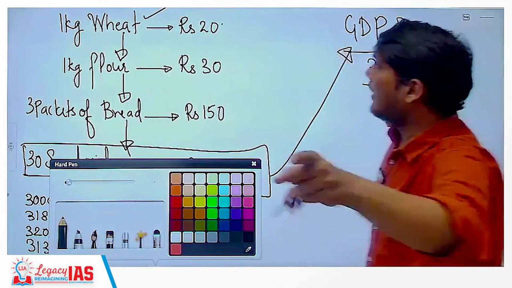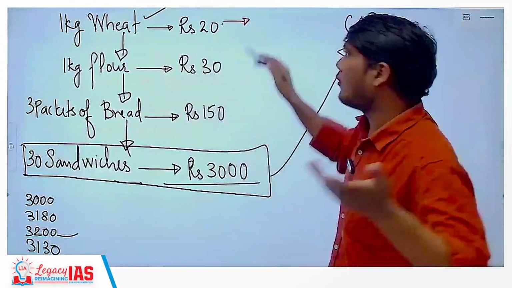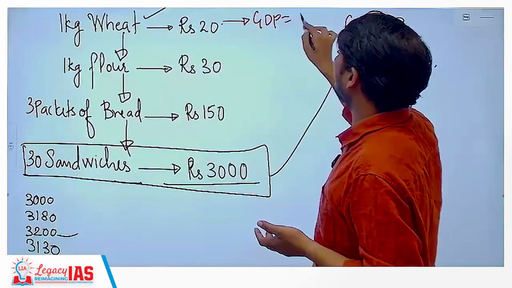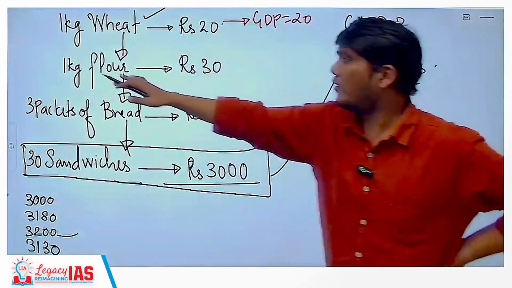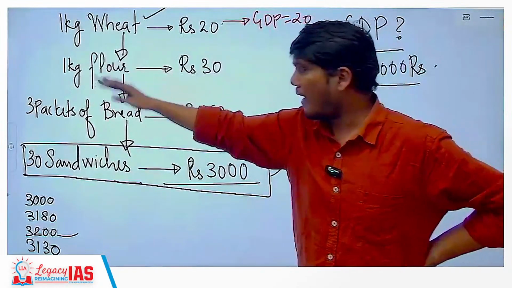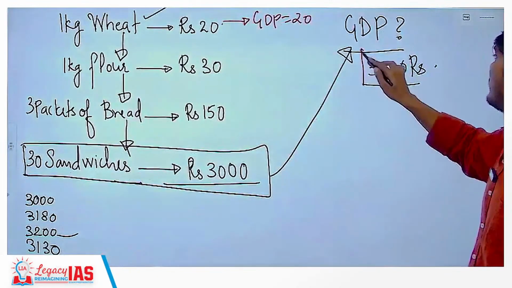Let's say you just produce wheat of rupees 20 and you consume that wheat. Your GDP is only 20 rupees. But you do not stop there. You convert it into flour, the flour gets converted into bread, converted into sandwiches. Now your GDP is 3,000. Why?